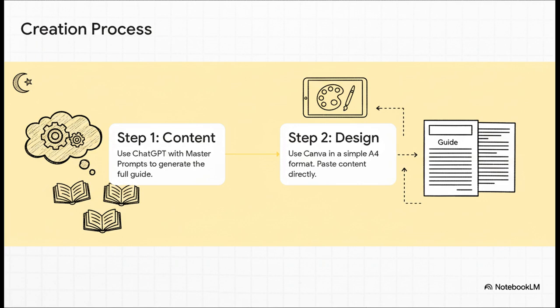Step 2 is design. For this, we use Canva, and we keep it super simple. We're talking about a basic A4 format. Each guide just has a cover page with the title, and then the content pages with a chapter heading and the text. You literally just copy the content from ChatGPT and paste it directly into Canva. There's absolutely no need for any fancy, complicated design.